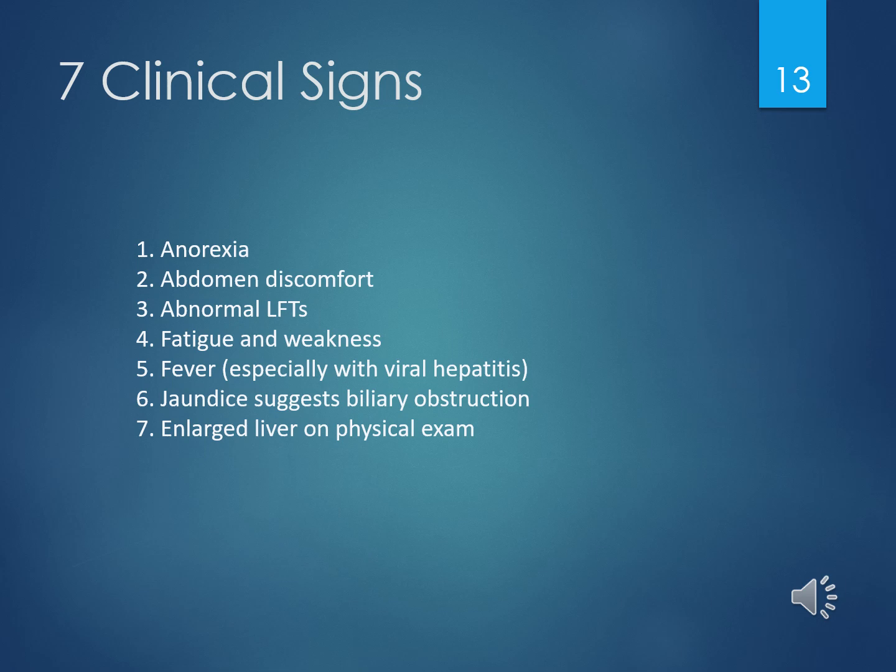So in your notes, you have 7 clinical signs listed. Anorexia, meaning that people don't want to eat because they don't feel good, right? Not feeling good, abdomen discomfort. So pain is another indication that right upper quadrant pain is an indication that you'll see very often, especially through the ER for that right upper quadrant scan. Abnormal LFTs, another indication on those exams that you're going to see all the time. That one's typically going to be more so for your outpatients. Fatigue and weakness, fever, especially with viral hepatitis, jaundice suggests biliary obstruction, and then enlarged liver on physical exam.